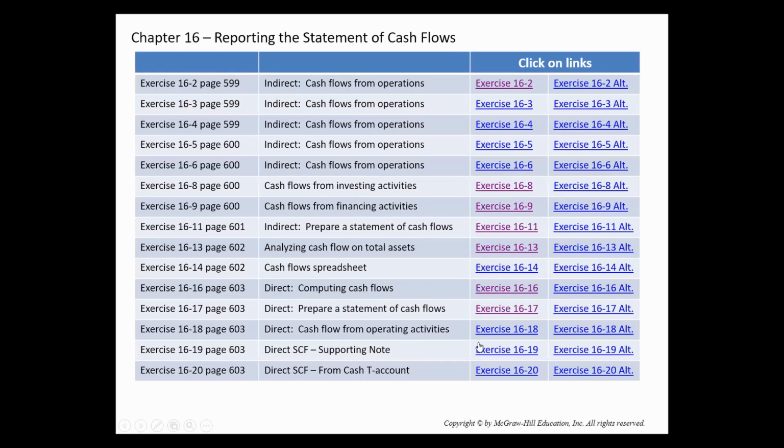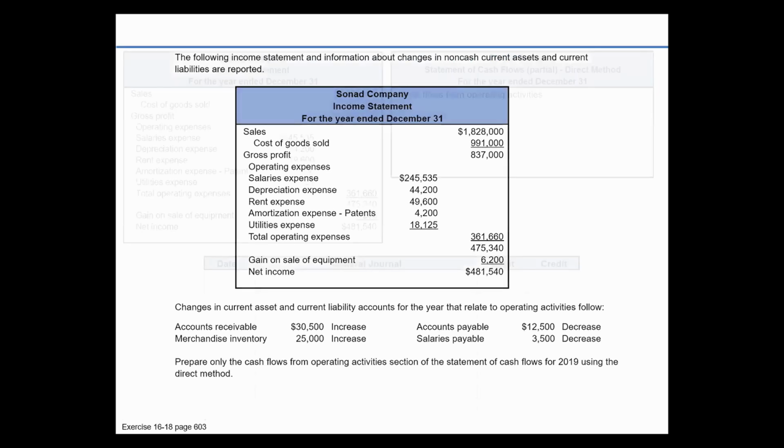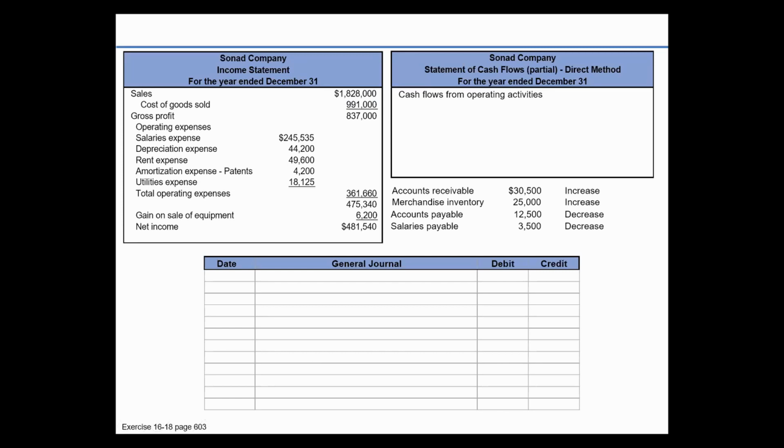Cash flow for operating activities. The following income statement information about changes in non-cash asset accounts and current liabilities are reported. So we'll prepare only the cash flow from operating section of the statement of cash flows for 2019 using the direct method. So again, looking at this, we have to figure out first the receipts from customers.